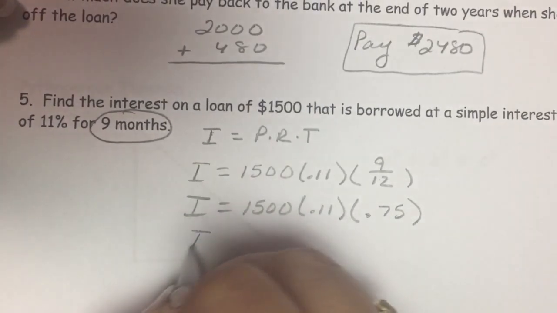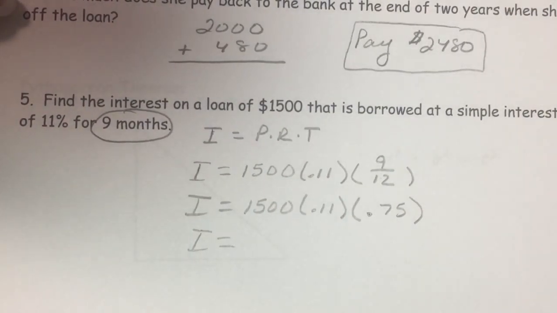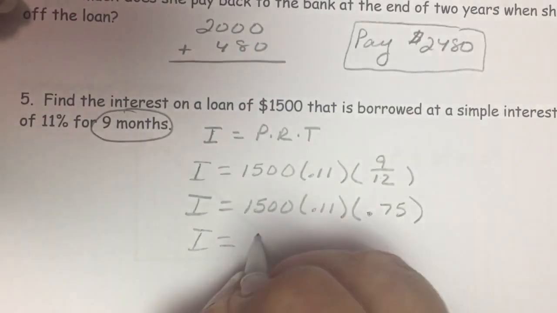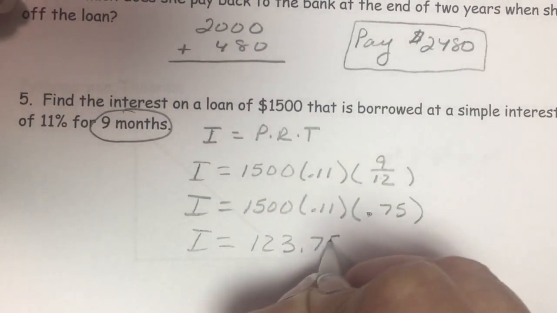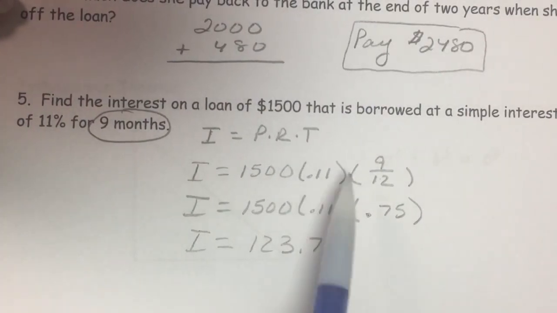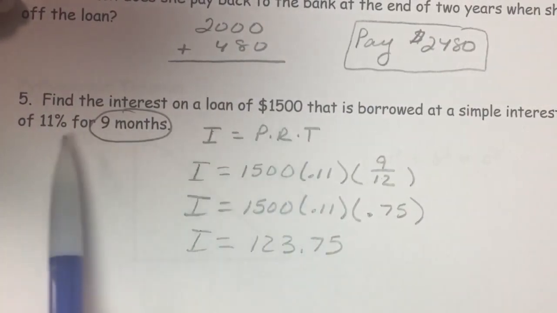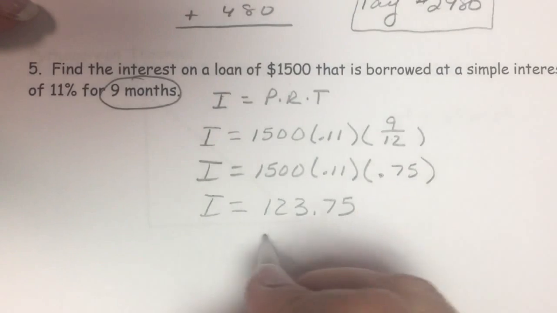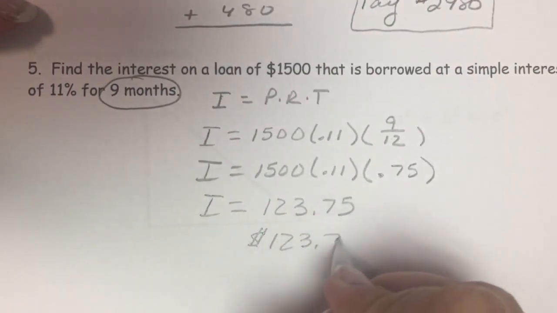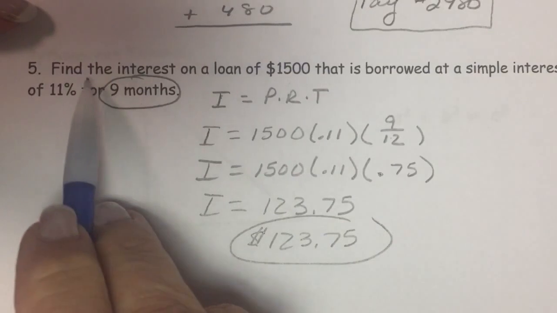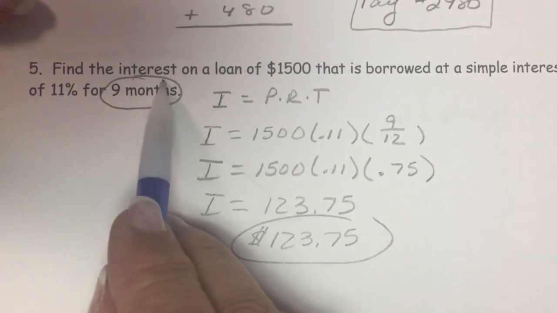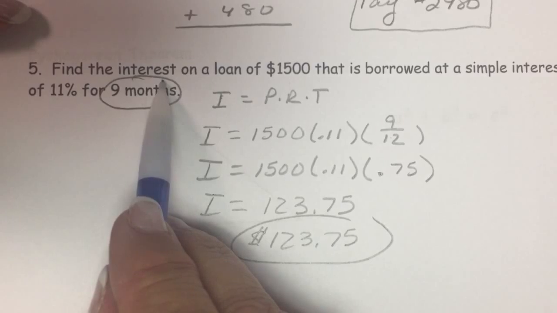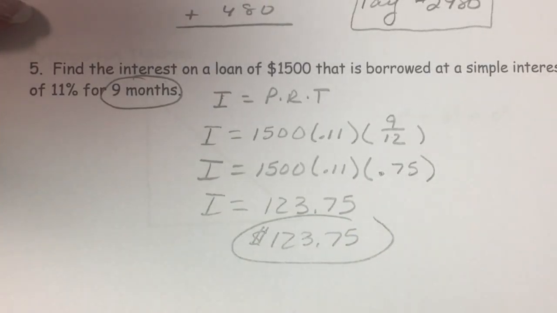Now you can simply go ahead and multiply, but that's very important that you make that change. So I'm just going and multiplying in my calculator, and I'm getting 123.75. So if he borrowed $1,500 at 11%, for 9 months, the interest that they will have to pay back is $123.75. And I believe that's what they're looking for. Find the interest. It didn't say how much total would they have to pay back like it did in number 4. It was just looking for the interest. And there it is.